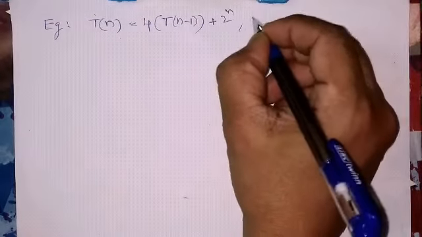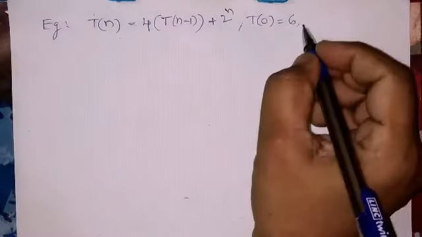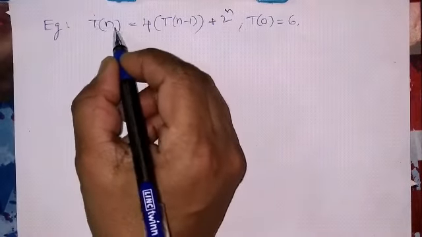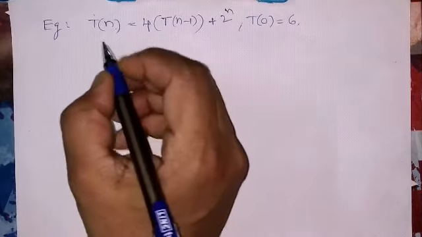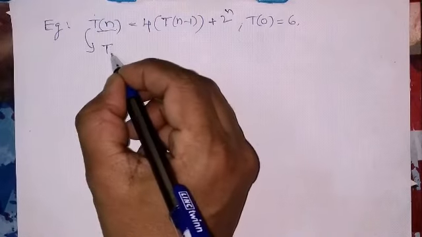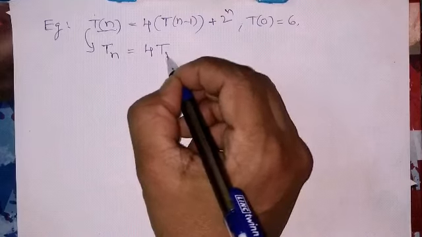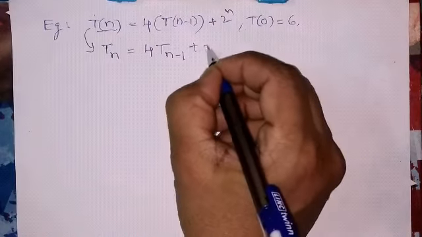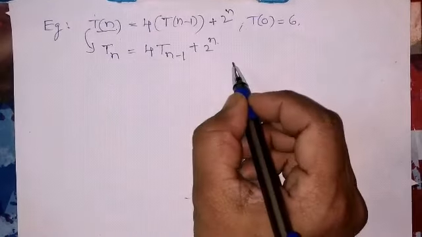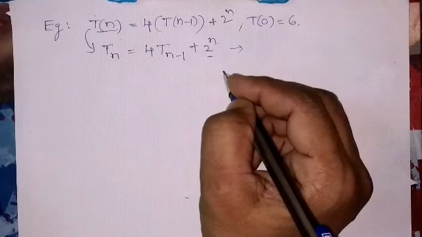2 power n, where T of 0 is equal to 6. Because the term T of n is on the left-hand side, for our convenience, let us transform this T of n in the form T suffix n. Similarly, the right side, 4 into T suffix n minus 1 plus 2 power n. We can clearly say that this is because of the existence of 2 power n.